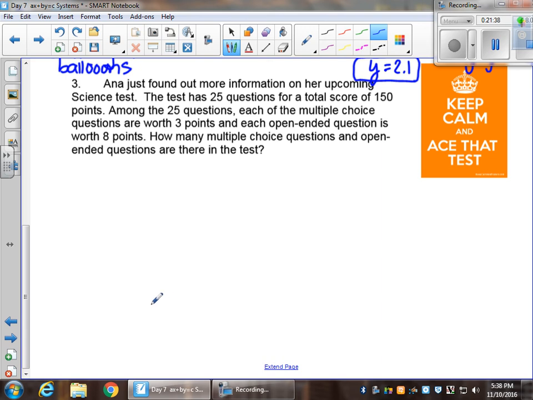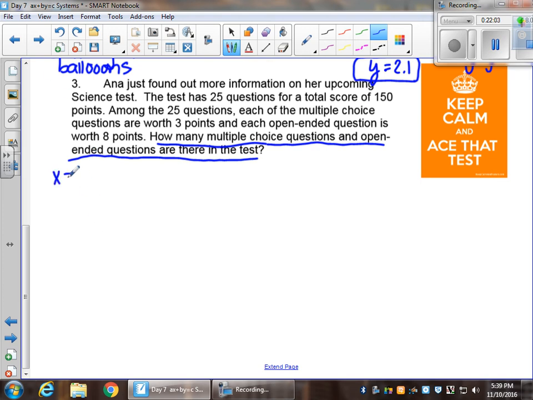First step, who remembers what it is? What's our first step? Underline the question. Underlining the question would be doing this right here. How many multiple choice questions and open-ended are there on the test? Now that I have underlined the question, we are going to define the variable.